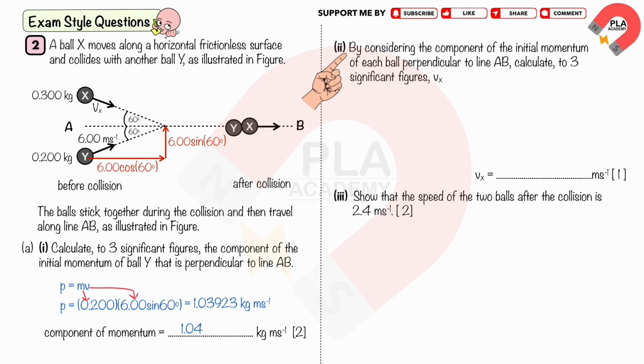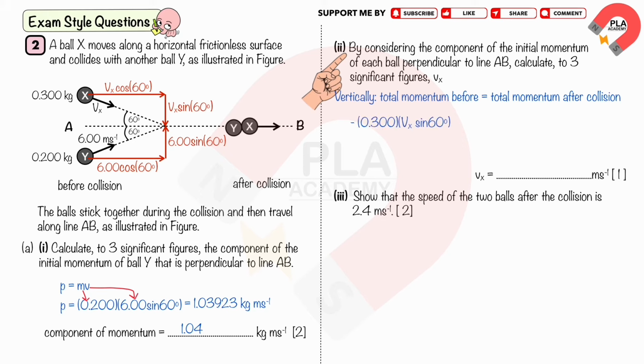2. By considering the component of the initial momentum of each ball perpendicular to line AB, calculate, to 3 significant figures, Vx. We break the velocity of ball X into horizontal and vertical components as follows: Vx cos 60 degrees and Vx sin 60 degrees, downward. Vertically, the total momentum is conserved. Vertical momentum of ball X before the collision equals negative 0.300 times Vx sin 60 degrees. The negative sign indicates the downward direction.